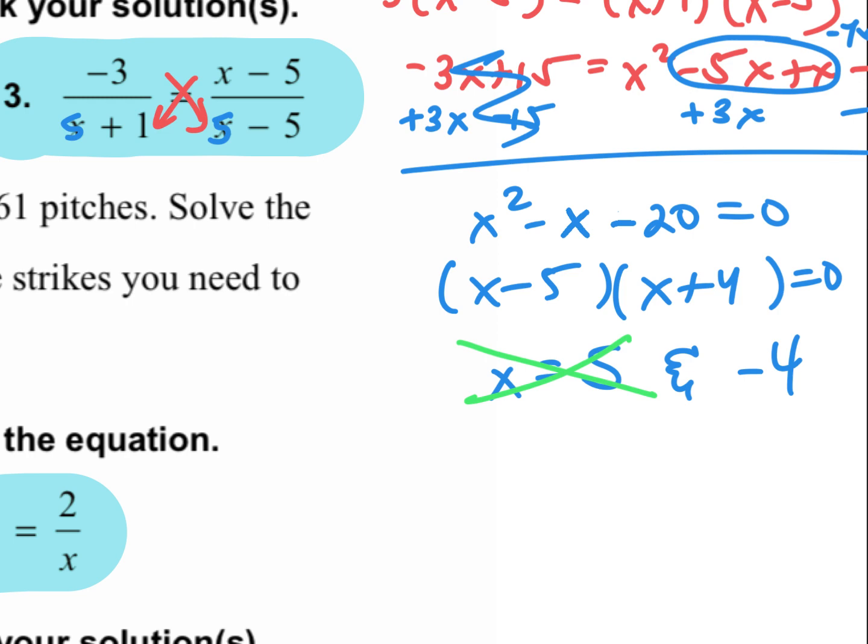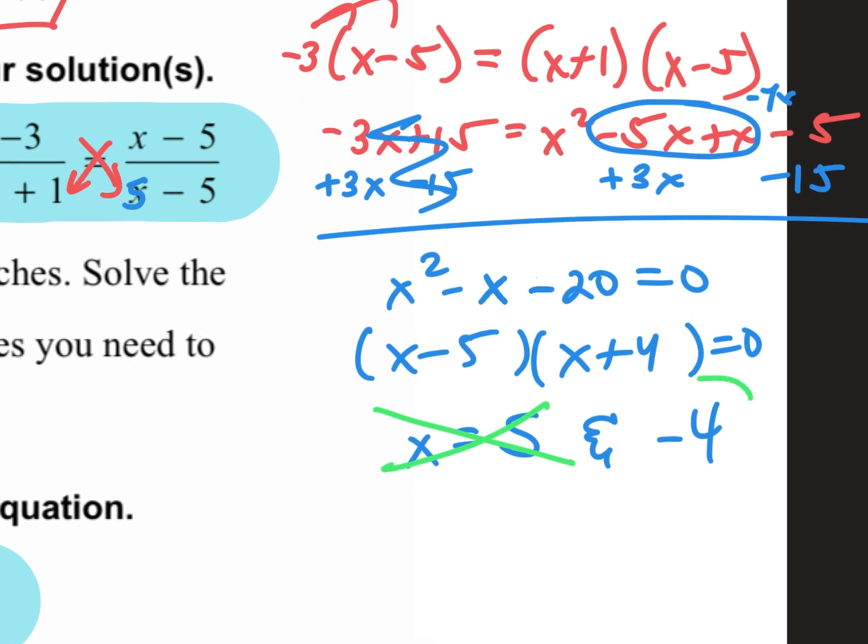When I plug in negative 4, am I good? Yes. So in this case, the only valid answer is negative 4. When you have a quadratic, especially, you need to check. Does it always happen where one cancels out and one doesn't? No. Sometimes both of them work, sometimes none of them work. You just always have to check that.